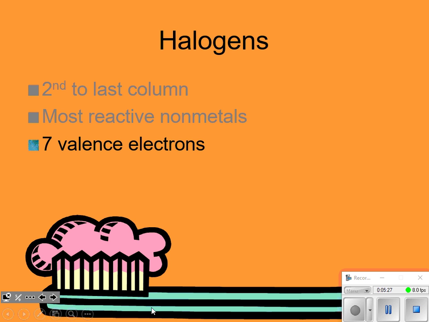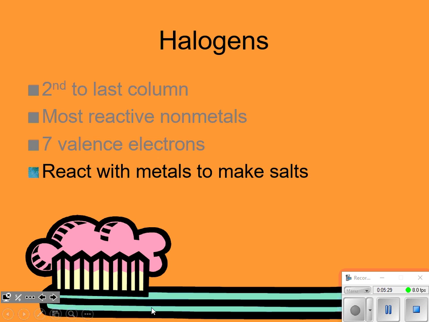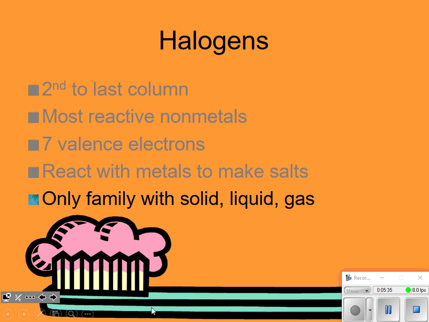They have 7 outer electrons. They react with metals to make a salt. And it's the only family of the periodic table that contains all 3 states of matter. Quick review of that. If an element is in red on your periodic table, that means it's a gas at normal conditions. If it's blue, that means it's a liquid. If it's black, that means it's a solid. So no other family of the periodic table is that way.